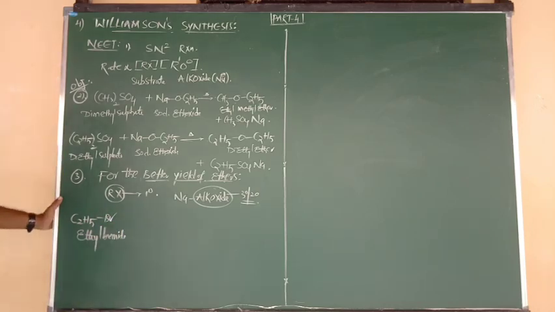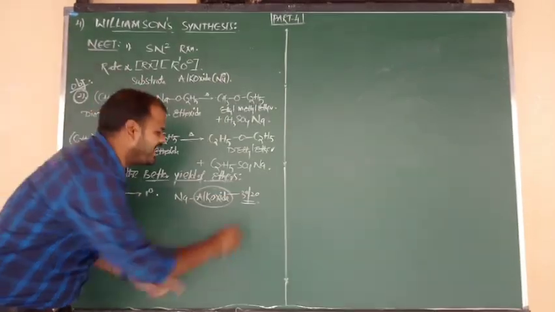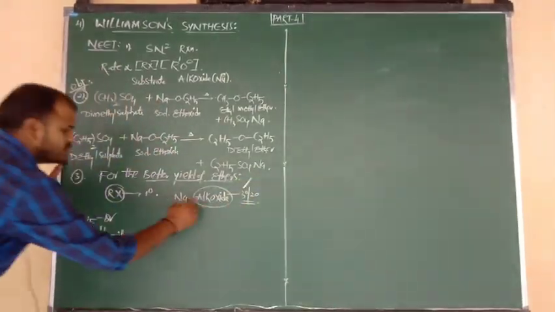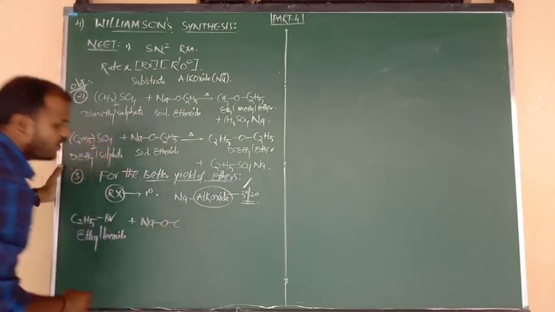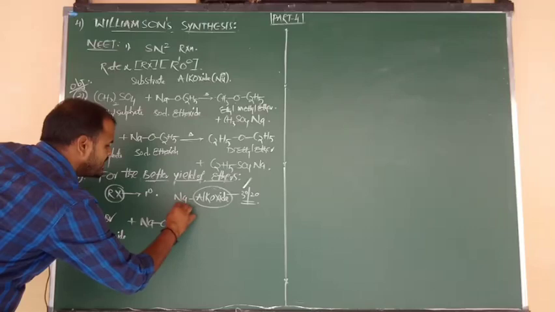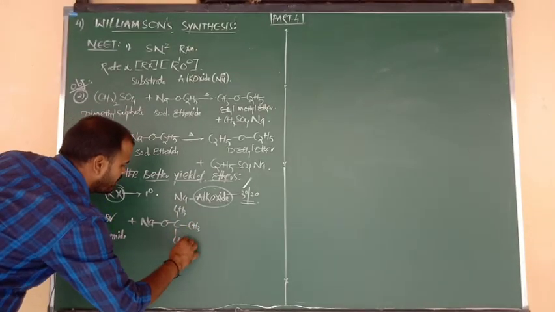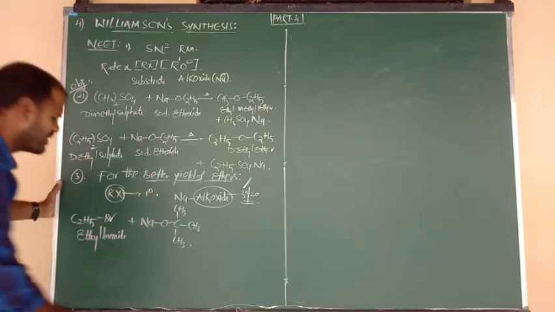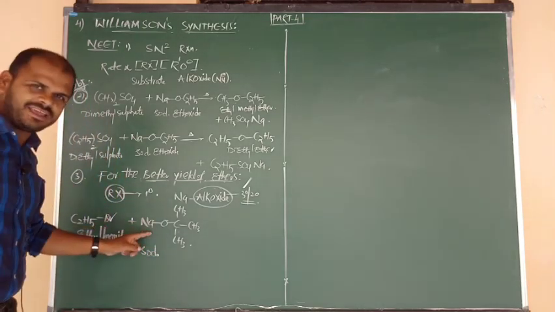It reacts with sodium alkoxide. The alkoxide should be tertiary. Sodium alkoxide: Na bonded to O, O bonded to C, with a methyl group above the plane, a methyl group to the right, and a methyl group below the plane. This is your compound name, sodium. Yes, I have written it here.